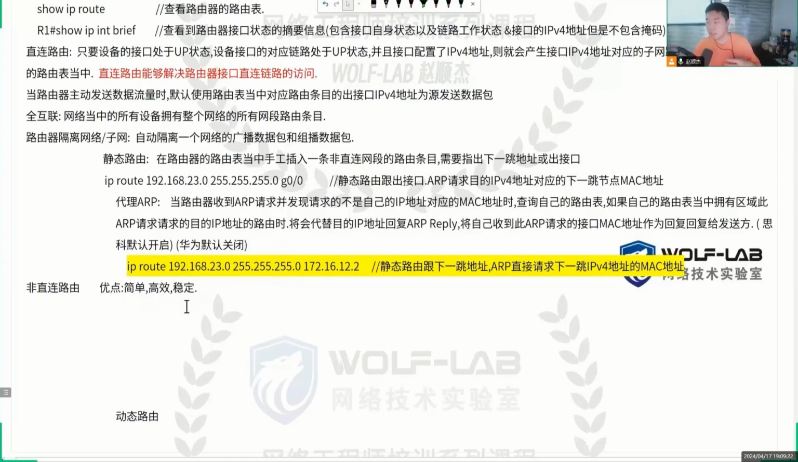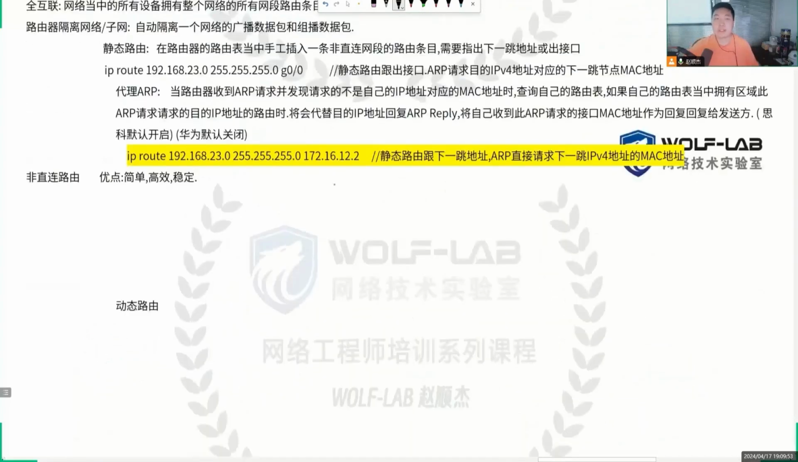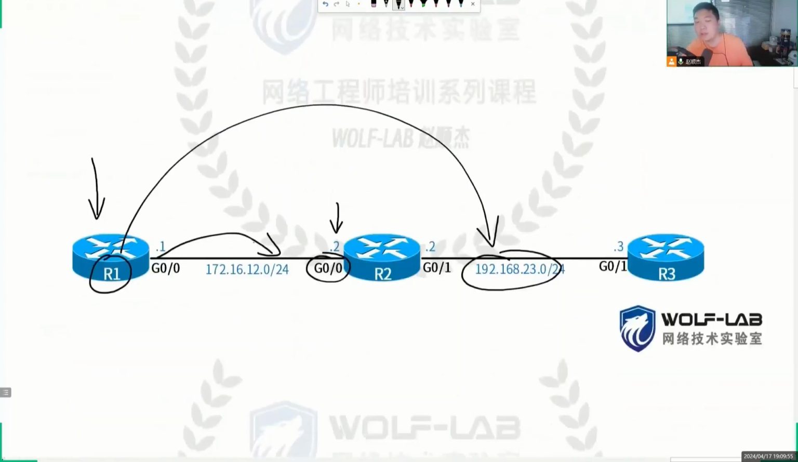Whether it can exist in our routing table, its judgment standard is simple, called next hop reachability. So we tell R1, to go to 192.168.23.0, your next hop address should be 172.16.12.2. As long as this next hop address is reachable, then this static route can stably exist in our routing table. Only if the next hop is unreachable will this static route become ineffective. Later, we will also discuss administrative distance and the use of metric values.